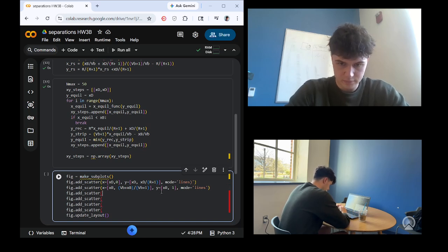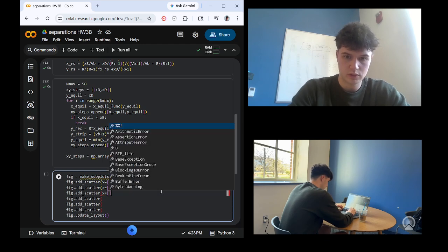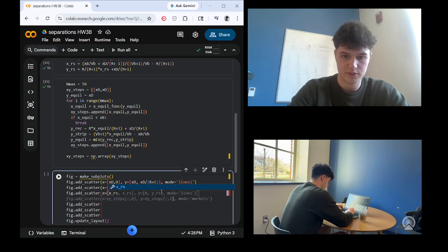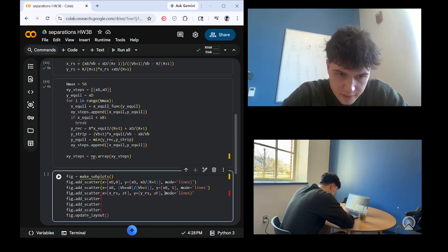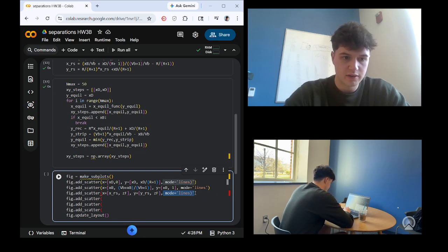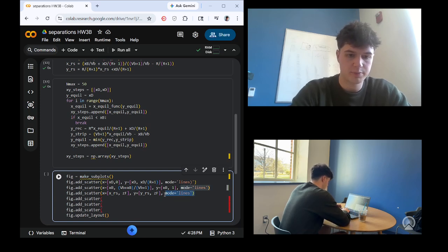Now this one, X is going to equal X underscore RS and ZF. Close that bracket. Y is going to be equal to another bracket, Y underscore RS and ZF. Mode here, again, lines. You know what, let's just copy this. And so at the end, we can just start copying and pasting this.